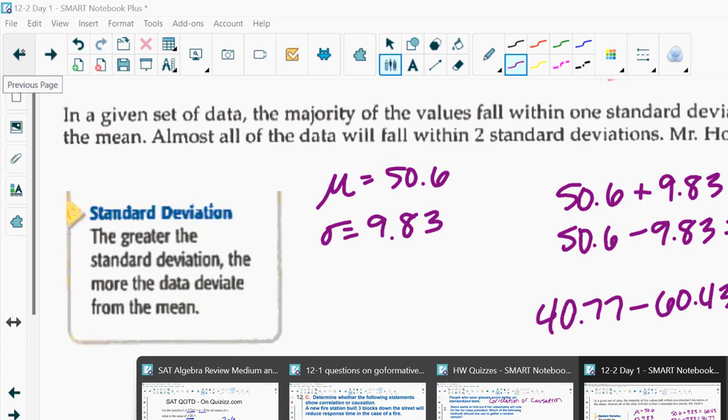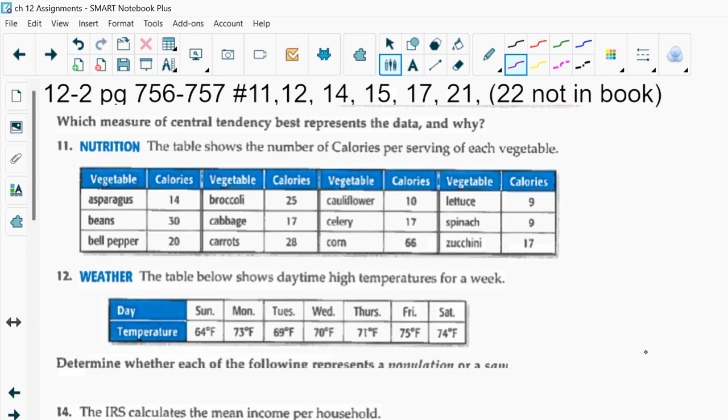Okay, so here is the assignment that you're going to do. I'm not sure if it's in your packet. Is this in your packet? No. It is, if you turn the page. It's also posted on Classroom.